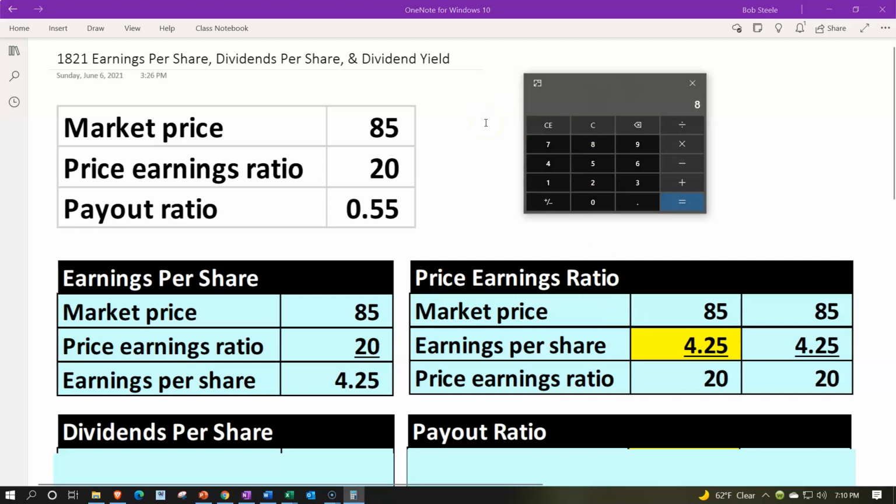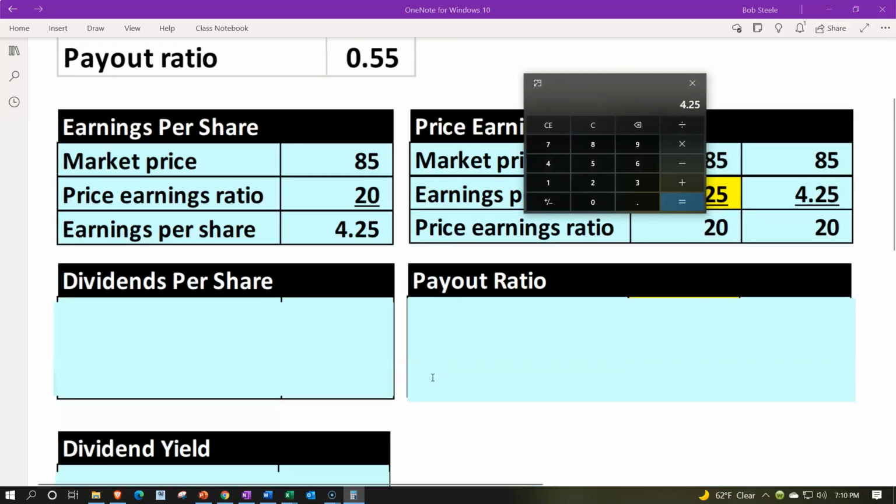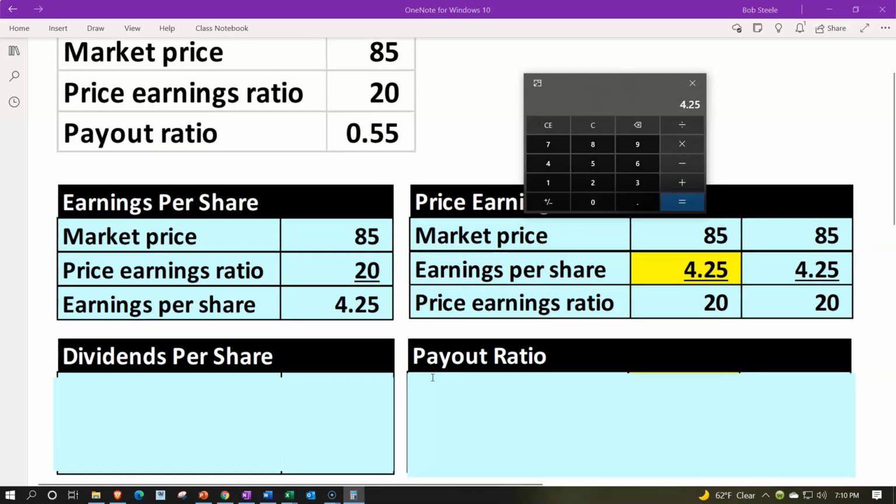So here, of course, same thing, 85 divided by the 20 is going to give us the earnings per share of the 4.25. Then we can take a look at the dividends per share. Now, the dividends per share, you might think, well, to get that number, normally I would look at the dividends in aggregate that were given out, and then divide it by the number of shares. We don't have that though up top. What we do have is the payout ratio.